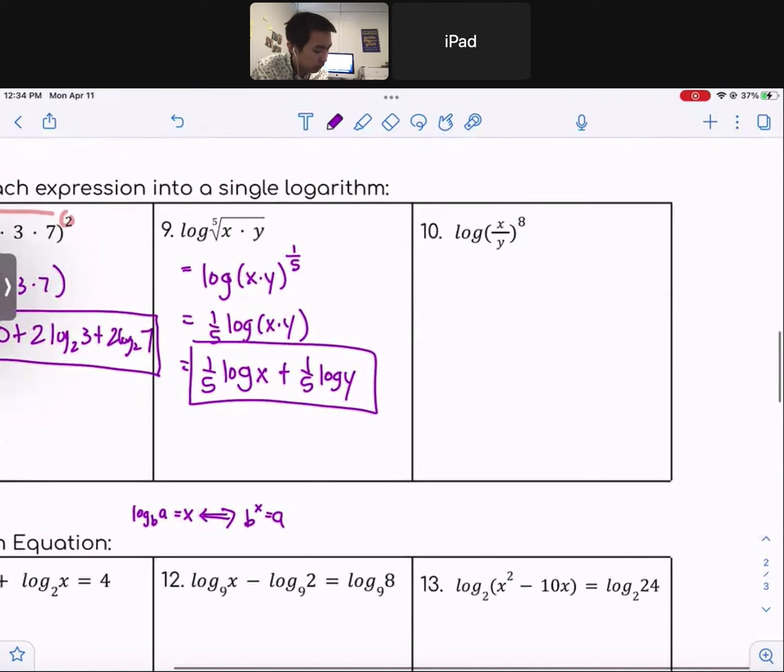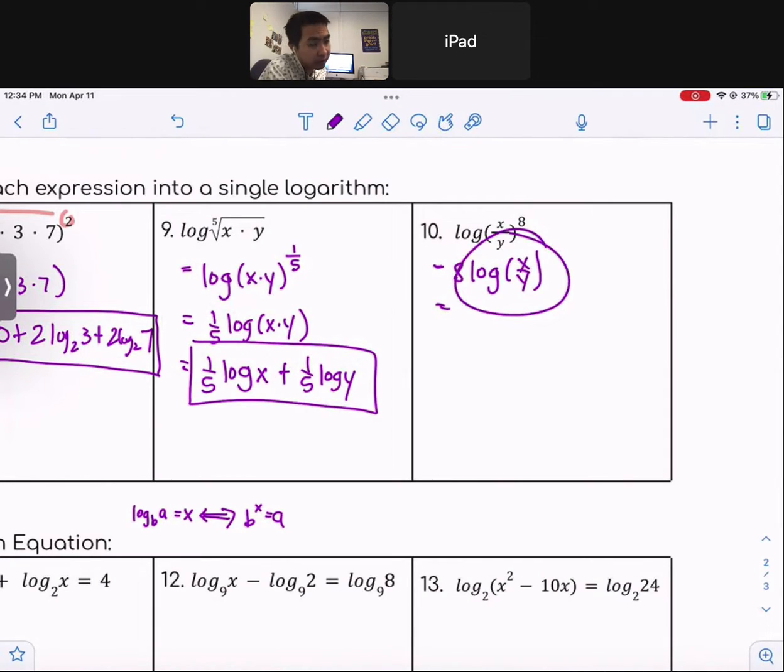Number 10. Alright, so we should bring that power of 8 to go to the front. And now we can expand this because now it's division. And when we expand it to multiple logs, there's going to be a minus sign in front of the log of x. Or behind, and for the log of 8. 8 log of y.